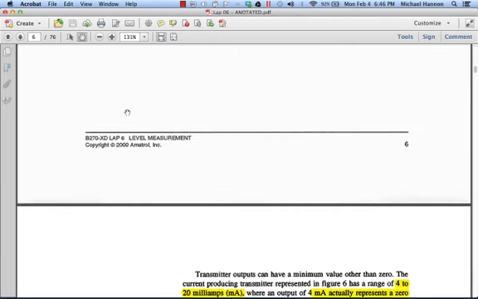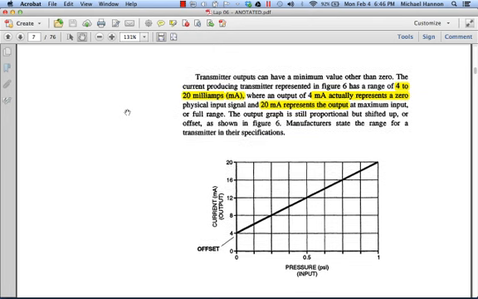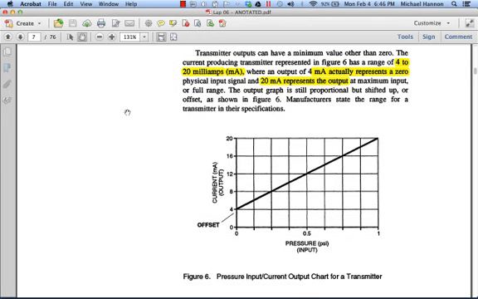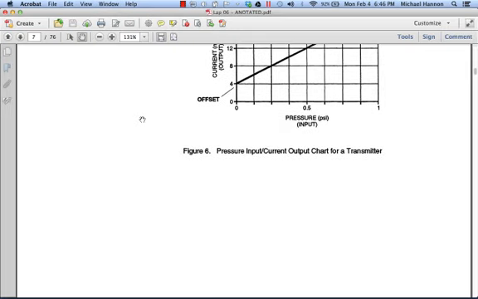Okay, so that chart was given as an example of DC voltage output. In this particular case, it's showing a pressure indication with current output. So normally the current output's between 4 milliamps and 20 milliamps. Voltage output is usually between 1 and 10 volts.